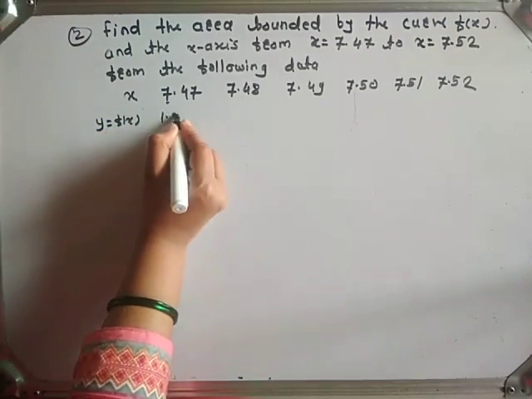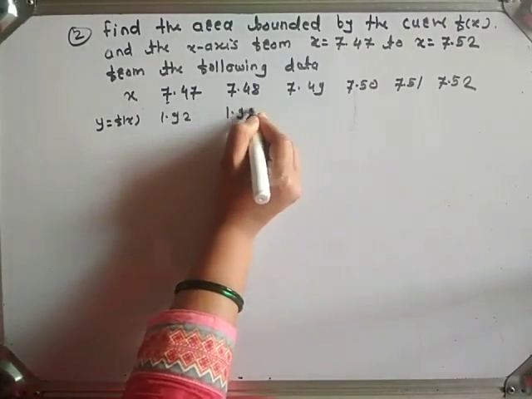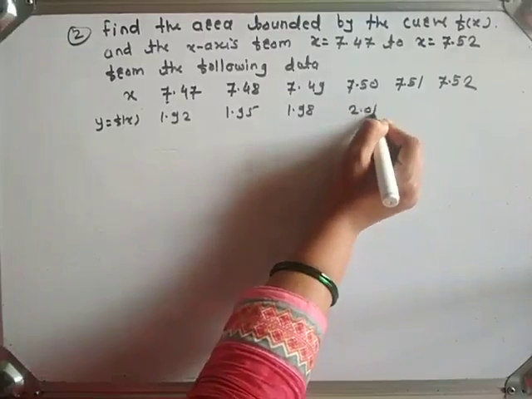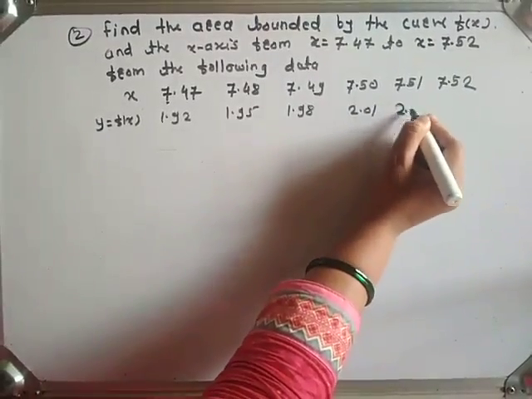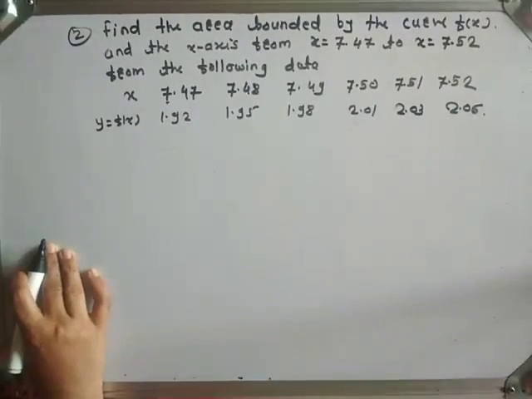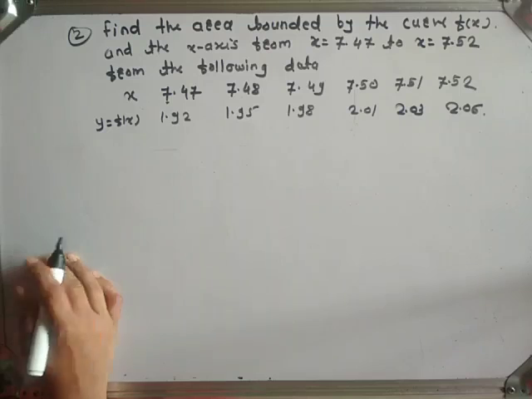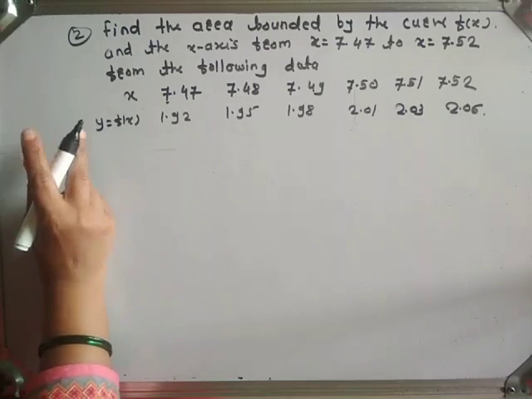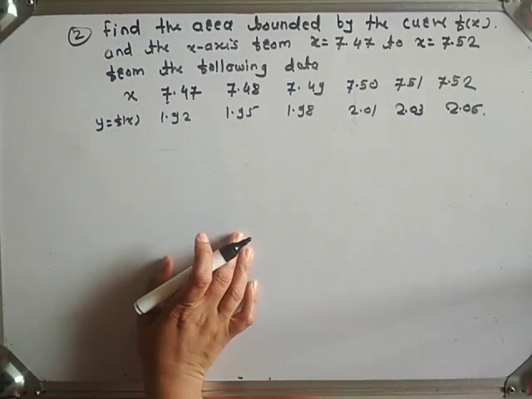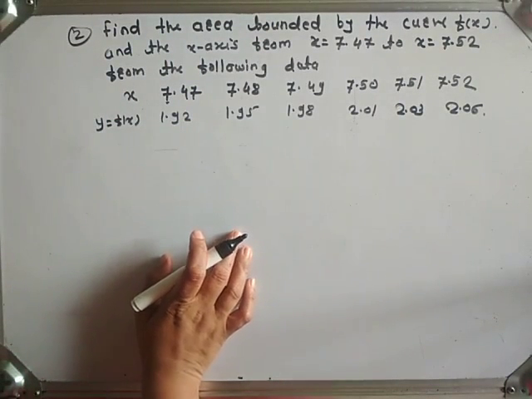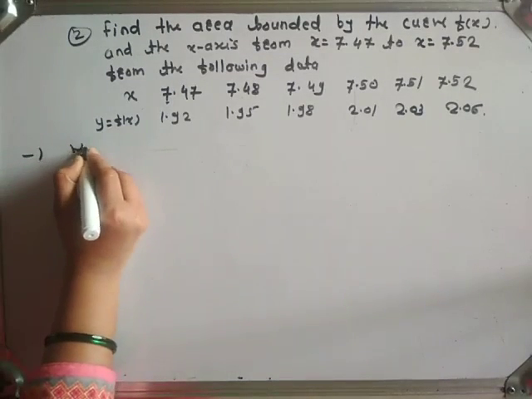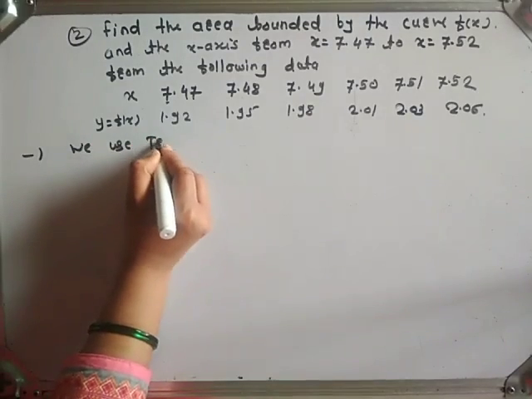Values are 1.92, 1.95, 1.98, 2.01, 2.03, 2.06. Okay. Here you have to find the area bounded by the curve. Here we have to use the trapezoidal rule.